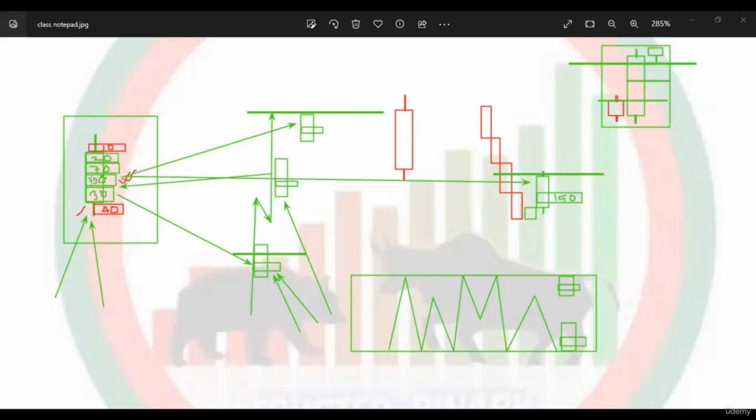What is the POC? Power of control is any candlestick, any part where volume is maximum, that is called the power of control. And that power of control we have to apply based on market structure and movement.